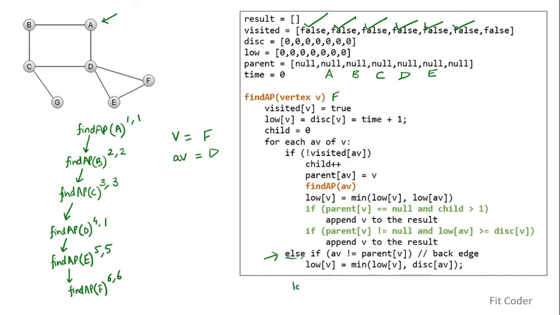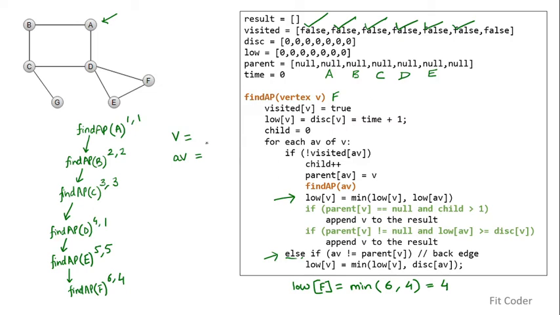So we'll have to calculate low of F, which is the minimum of low of V, where V is F, so low of V is 6, and discovery time of AV, so discovery time of D, which is 4. So this becomes 4. Let's reassign low of F. Once this is done, we'll have to backtrack. So now we come here.